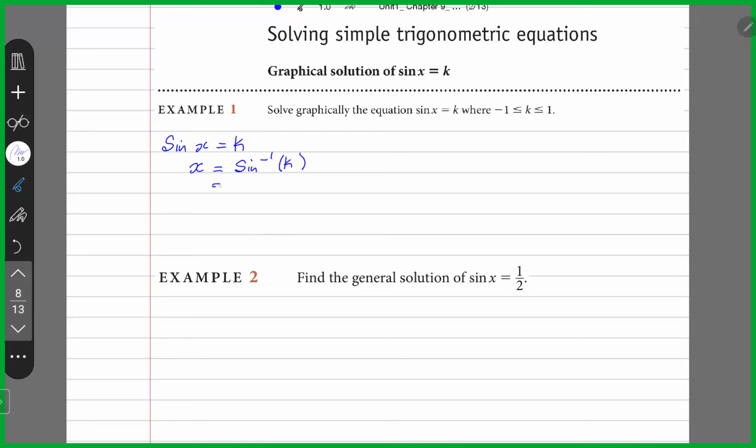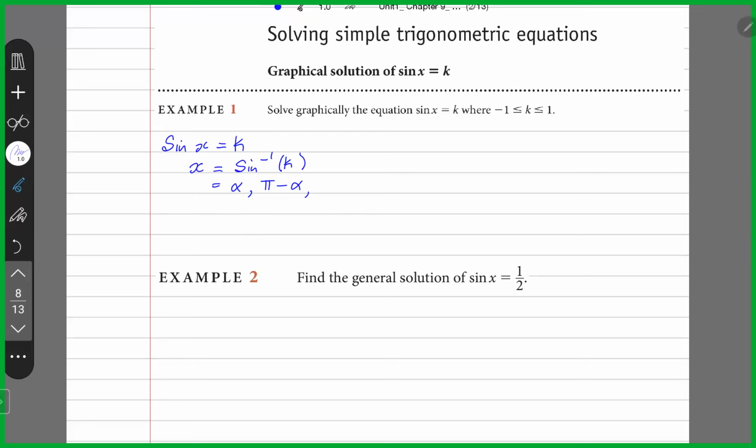So remember, k is positive. In the first quadrant, sine is positive. In the first quadrant, let us say my answer is alpha. But sine is also what? Positive in the second quadrant. So in the second quadrant, my answer is going to be pi, which is 180 degrees, minus alpha.